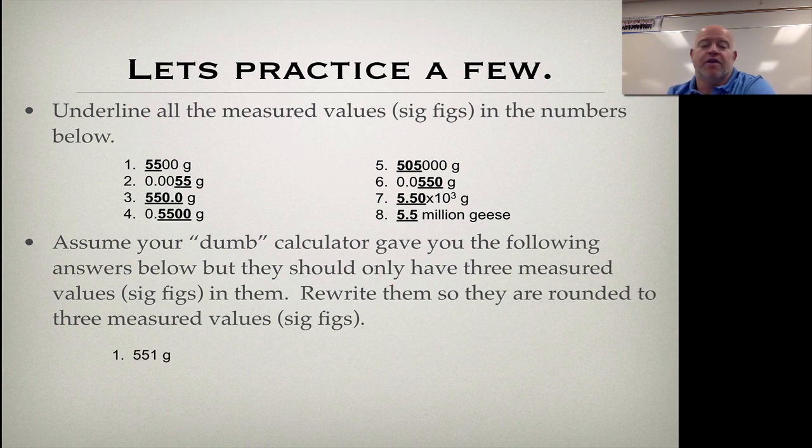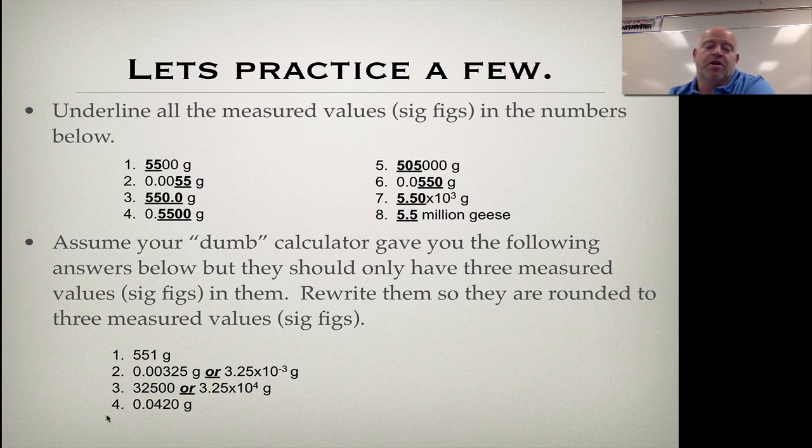Now coming down here to round it, first one we got to round off, so we just get 551. Second one, we could round it and write it one of 2 ways. We could write it as 0.00325, or we could put it in scientific notation as 3.25 times 10 to the negative 3. Third one, same idea, but now we're going the other direction. So we want to have a few placeholder zeros in here on the right-hand side, or write it in scientific notation, and you notice how those placeholder zeros go away.